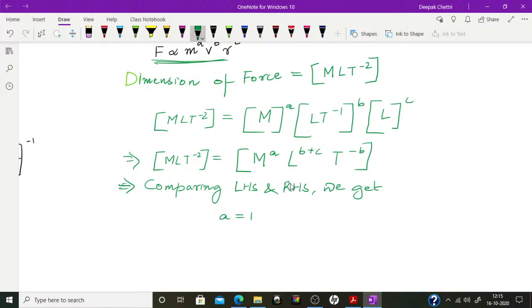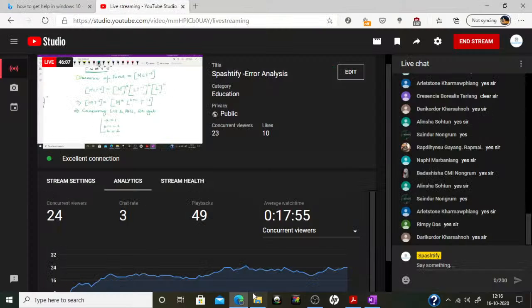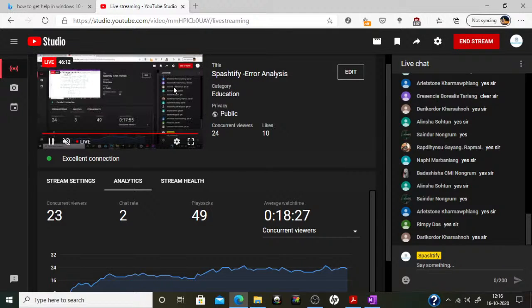Now, what is the power of L on the left? It's 1, right? If I don't write anything, that means it's 1. What is the power of L on the right? It's b plus c, so b plus c must be equal to 1. And last one, what is the power on the left for t? It's minus 2. What is the power of t on the right? It's minus b, so b must be equal to 2. This part is important. If you don't understand this, tell me. Is it clear?